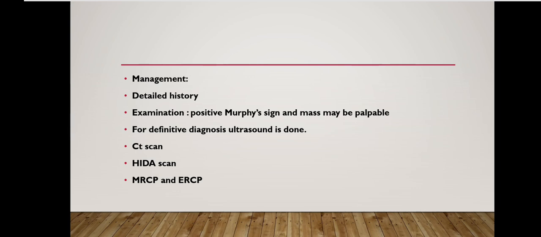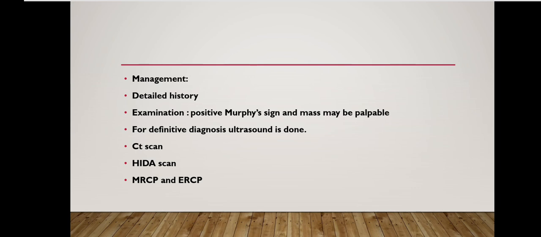On examination, the Murphy sign will be positive. What is Murphy sign? In Murphy sign, the examiner palpates the right upper quadrant of the patient. During deep palpation, when the patient inspires deeply, he feels pain.